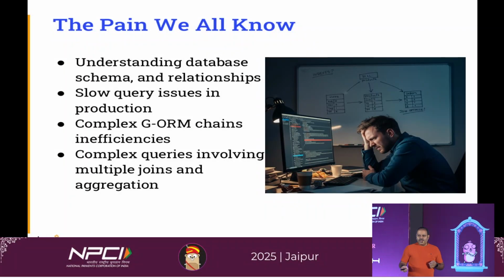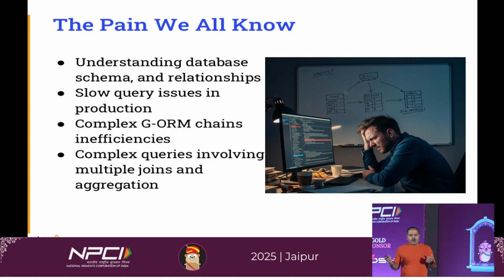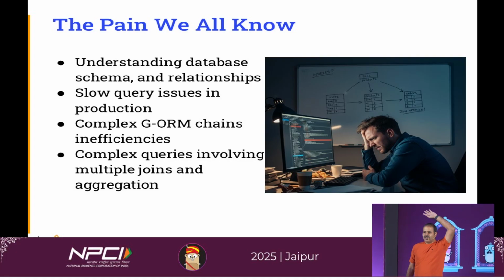Okay, so we know there is a pain when we actually interact with databases. The pain is understanding the database schema, what is present in the database, what the different tables are, what the relationships between these tables are, and so on. And then there are slow queries. I'm assuming everyone would be facing some slow query on production. Raise hand if not, right?